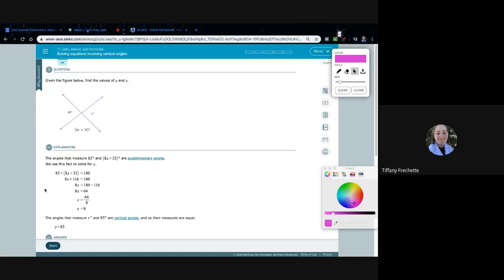Solving equations involving vertical angles. Okay, so with this one, we need to know what is a vertical angle. If I know what a vertical angle is, then I will automatically know what z is.